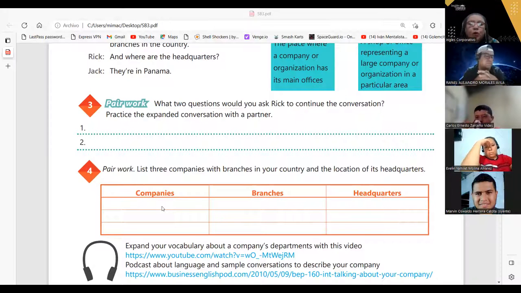Conecta. Conecta, tell me where are the branches of Conecta? Latin America. Latin America, very well. And the headquarters are? Spain. Spain, excellent, very well. Now another company, the third.